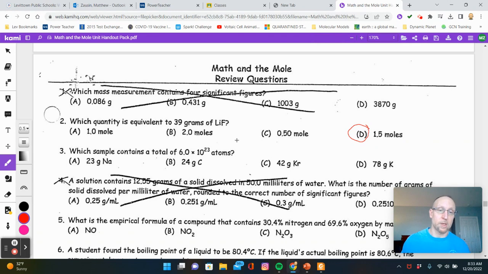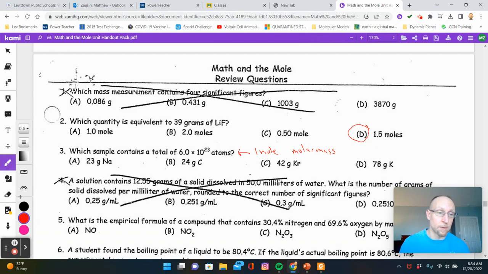Number 3, which sample contains a total of 6 times 10 to the 23rd atoms? So remember what this number is. 6 times 10 to the 23rd atoms is 1 mole, right? So this is basically asking us which one is the molar mass, right? Molar mass. How much 1 mole weighs, right? How much 1 mole weighs. The molar mass.